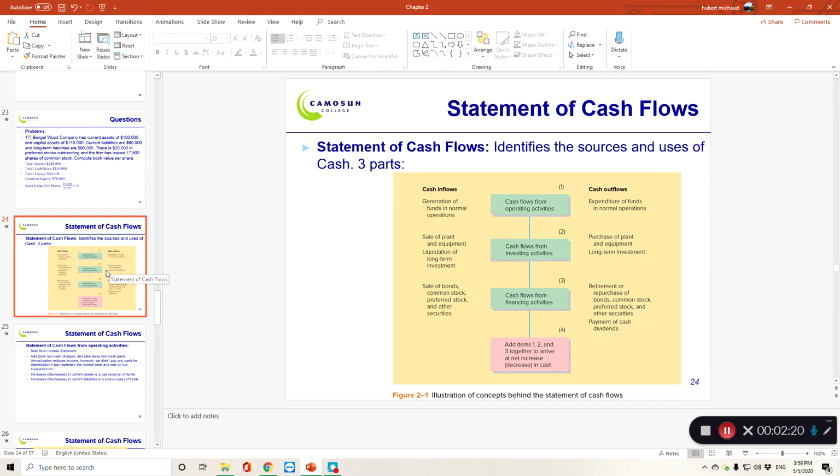This is the same thing I do when I'm going over my answers today. Sometimes I make mistakes, but if I just take my time and think about it logically, I can usually figure it out. Okay, so the statement of cash flow just identifies our sources and uses of cash. There are 3 parts. There are 3 reasons we can use cash. The first one is for operating activities, where we either use or receive cash, then investing activities, and financing activities.